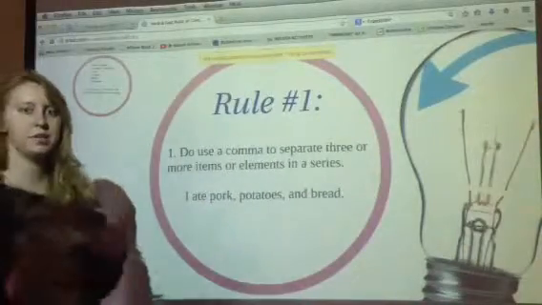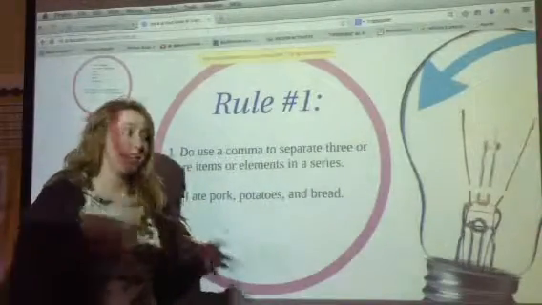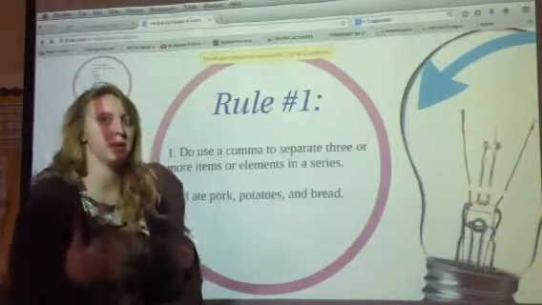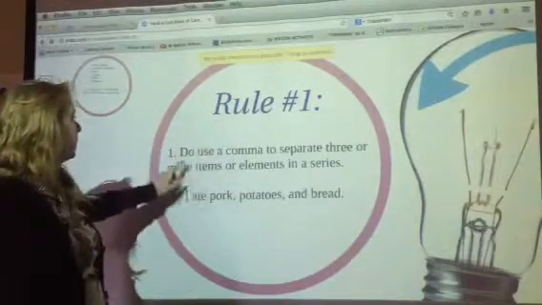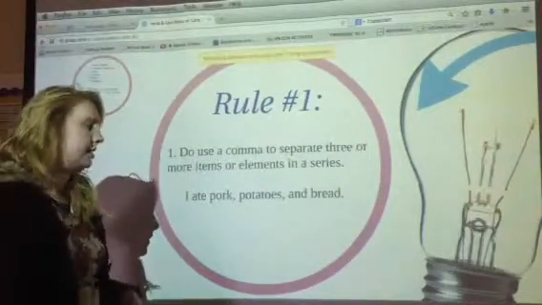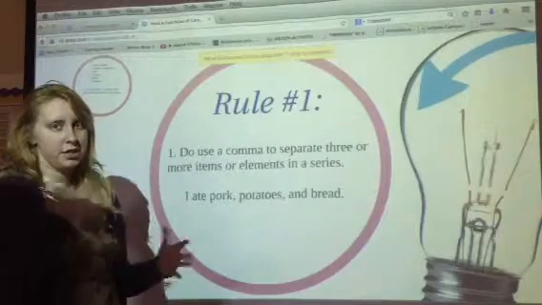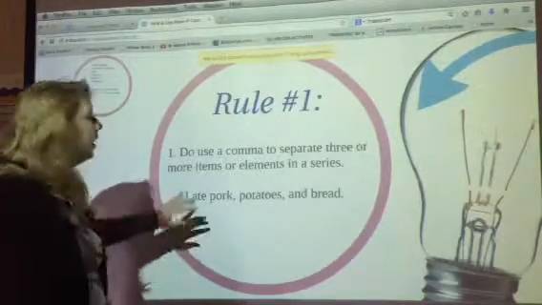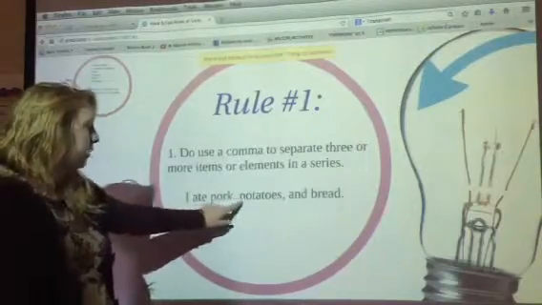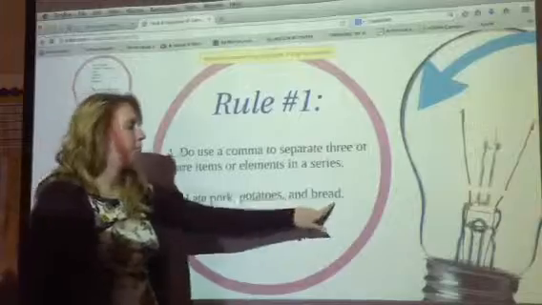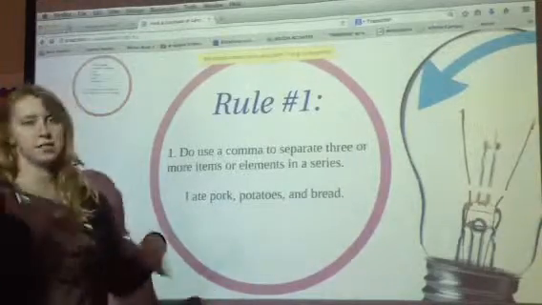So we're going to break down the rules a little bit. I'm going to give you a little explanation so you're not just kind of gluing it in and shutting it and not knowing what it means. So our first rule is, do you use a comma to separate 3 or more items or elements in a series? This is one I'm sure that your other teachers have talked about. We just want to touch on it and review it real quick. So an example would be, I ate pork, comma, potatoes, comma, and bread. Okay, since there's pork, potatoes, and bread, you're going to want to separate those because they're in a series.